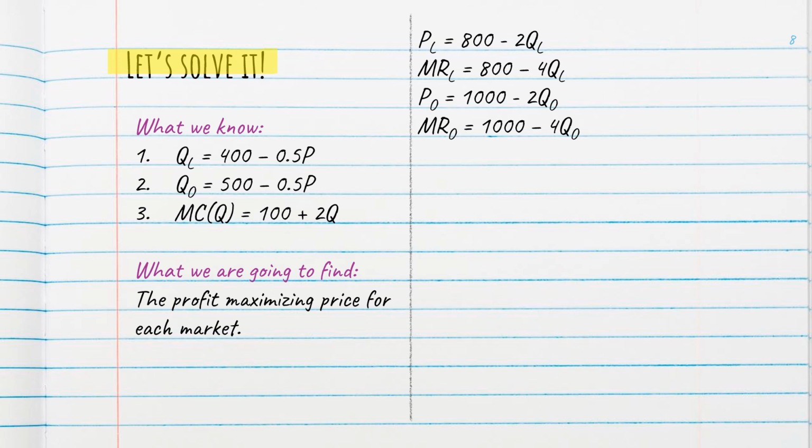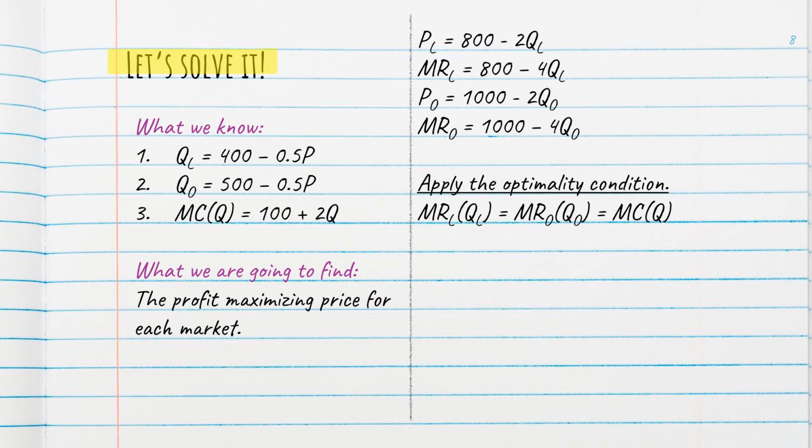So previously we found the inverse demand and marginal revenue for each type in our market. We are now ready to apply that optimality condition, which tells us that the marginal revenue in the local market has to equal the marginal revenue in the other market, which also has to equal the marginal cost of the entire amount produced and sold by VertiQuest. So filling in what we know, we have 800 minus 4QL is equal to 1,000 minus 4QO is equal to our marginal cost.